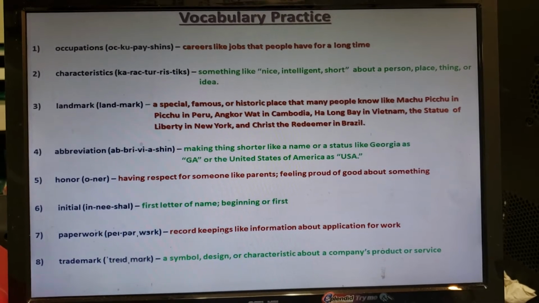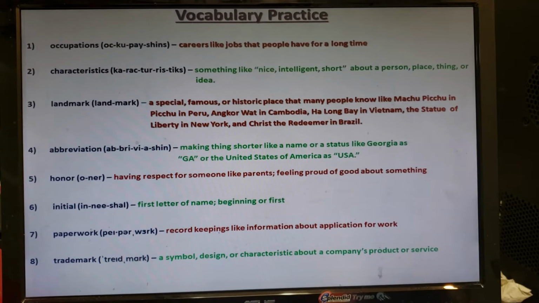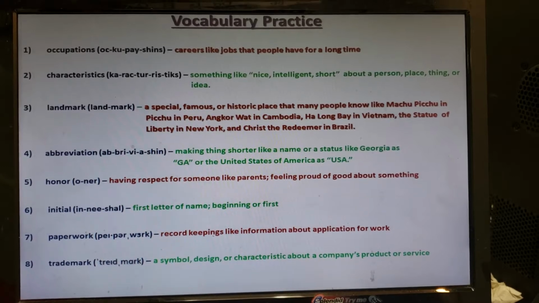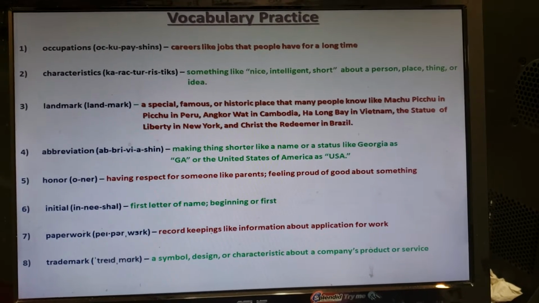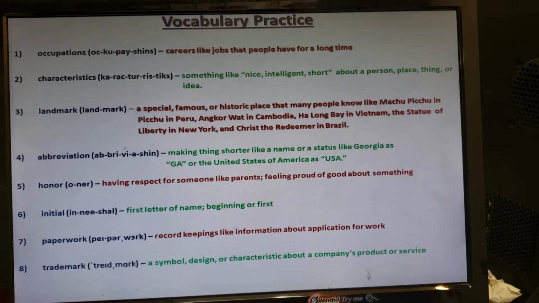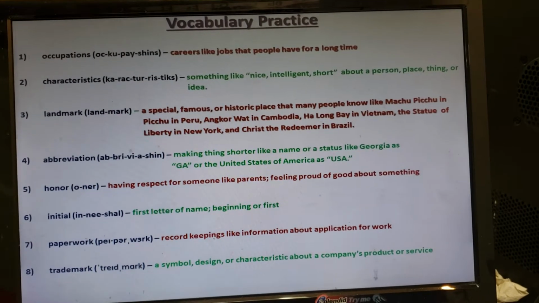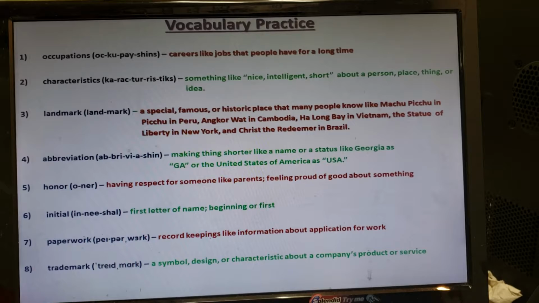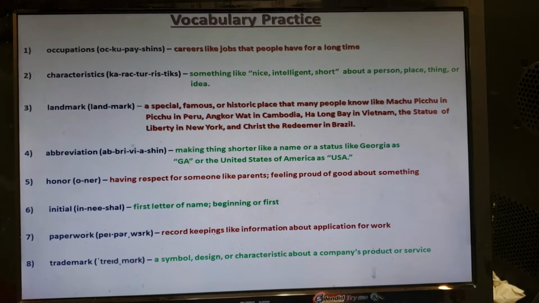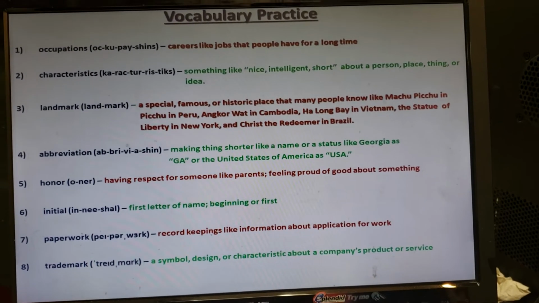Trademark. A trademark is basically a characteristic, special designs, special symbols, special marks that identify who they are and what they stand for. Coca-Cola has a special trademark. Nike has a special trademark. Adidas. These companies have trademarks and they protect their trademarks because the trademark is about who they are and what they do.